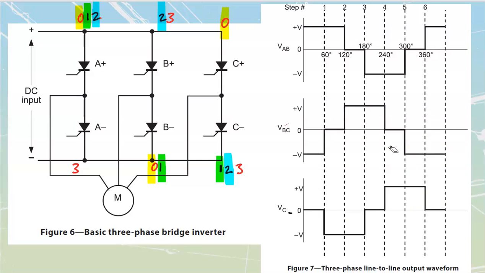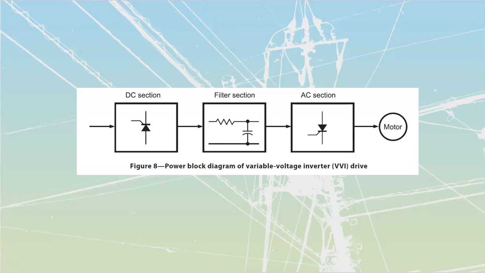Let's talk about our main types of drives that we have right now. We've got VDI, we have CSI, and we have our PWM, which is a voltage source inversion. We're going to talk about the VDI first. The VDI is an obsolete type of drive. It does have a DC section that is going to be variable. I'm going to use the DC section with SCRs. This is going to change my amount of voltage out of the drive, because that voltage is just going to change the DC that I'm sending out.